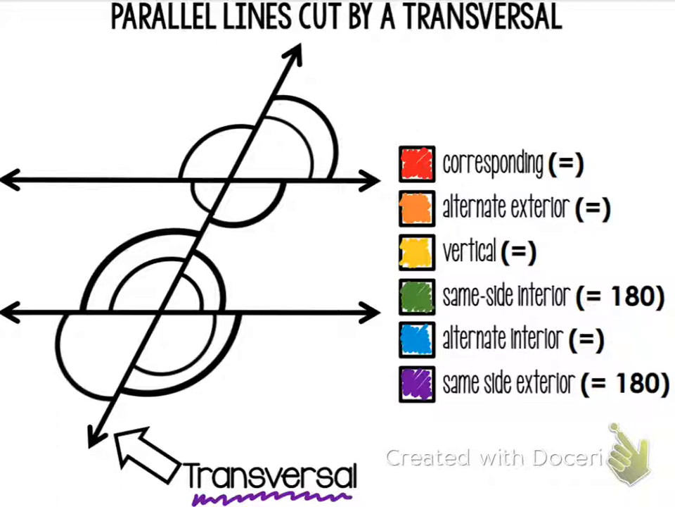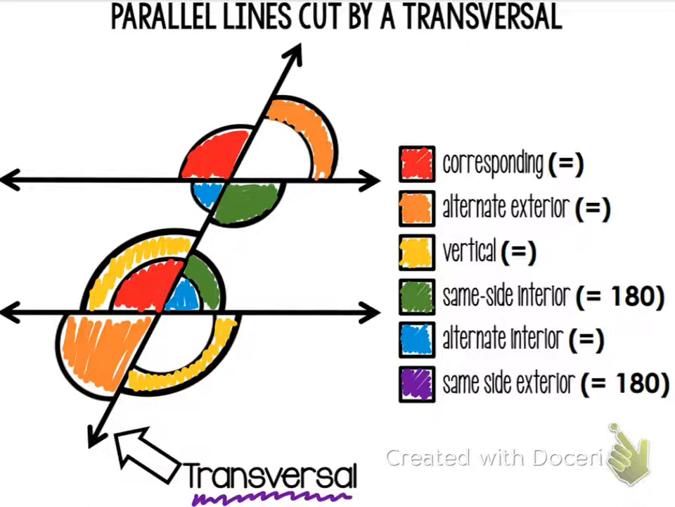So let's go ahead and I'm going to go through quickly and describe which ones are which. Highlighted in red, I have done corresponding angles. Colored in orange, I have highlighted alternate exterior angles. In yellow, I have colored in vertical angles. In green, I have identified same side interior angles. In blue, I have identified alternate interior angles. And in purple, I have highlighted same side exterior angles.